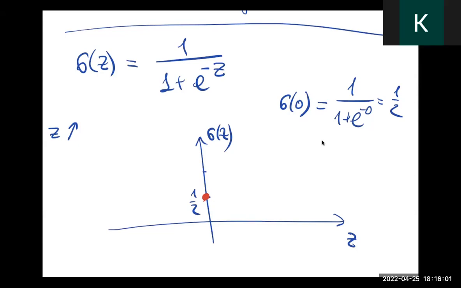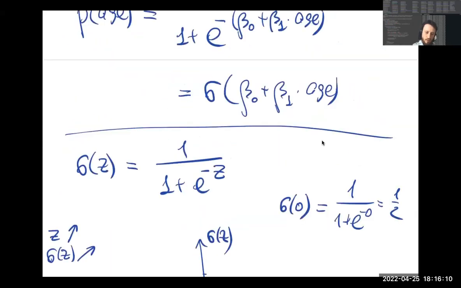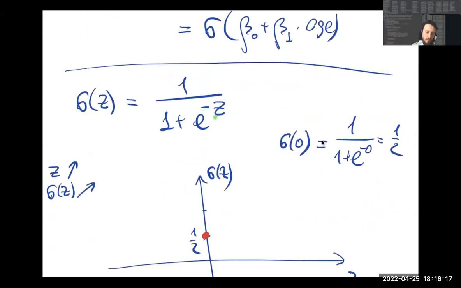It increases, as I understand. Yes, sigma of Z is also increasing because if you consider this exponential function, you see that you have a negative sign here. So if Z increases, then minus Z decreases, and then this exponential thing also decreases. So you have a smaller denominator, and it means that the fraction itself increases.